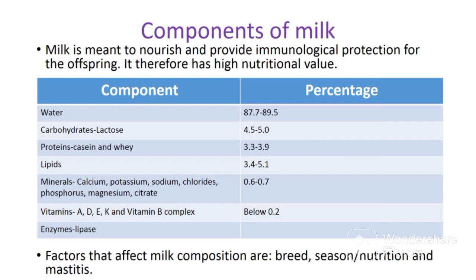The next factor is mastitis. Mastitis is a disease that causes inflammation of the udder. Mastitis causes a decrease in milk yield and a change in milk composition. Milk affected by mastitis has high chlorides. That's why mostly this milk has a salty taste.